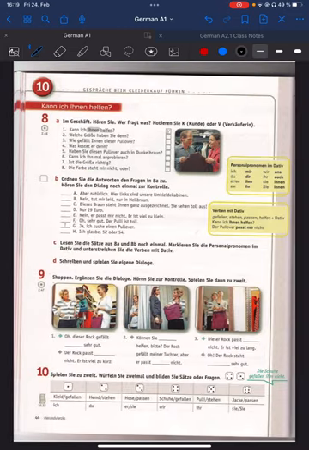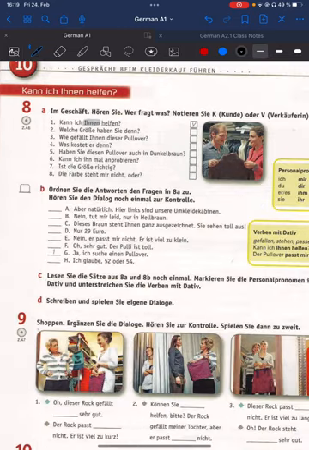Im Geschäft. Hören Sie: Wer fragt was? Notieren Sie K für Kunde oder V für Verkäuferin. Okay. In the store, hear it. Who asks what? Note down K for customer, V for seller. We will first read it.